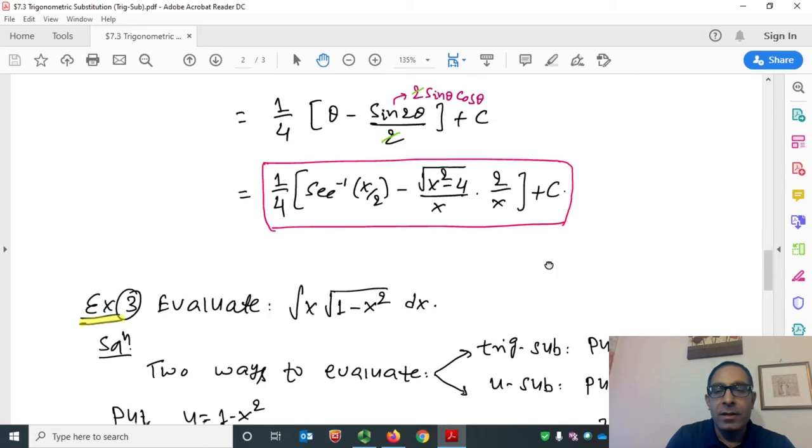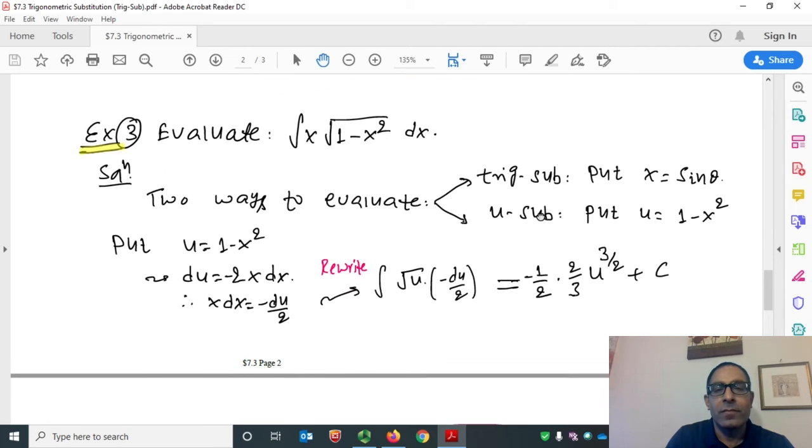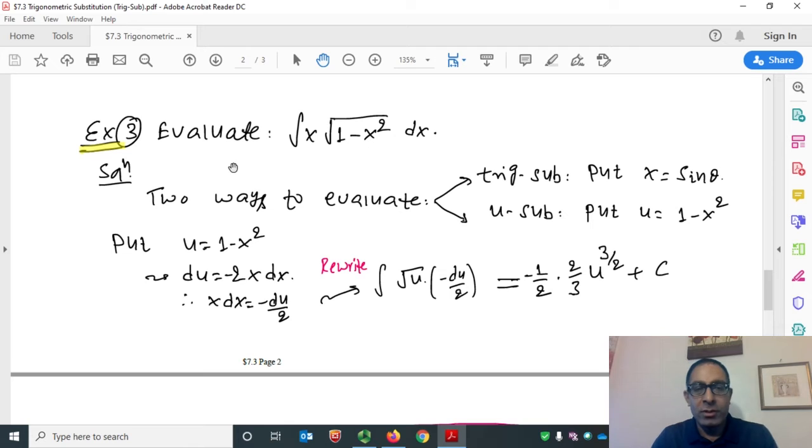Let's continue. Let's do example 3. Example 3, evaluate the integral of x times radical 1 minus x squared dx. So in this example, there are two ways to evaluate these integrals. One, we can use a trig substitution where x equals sine theta. Here a is 1. Or we can simply use u substitution where we put 1 minus x squared equals u. So let me do this example with u substitution.